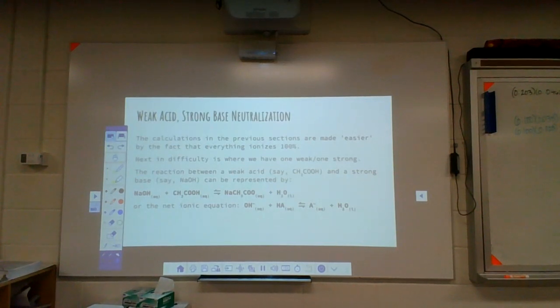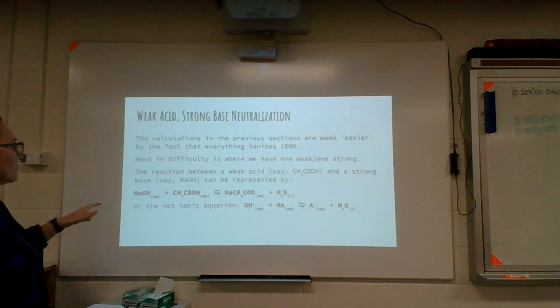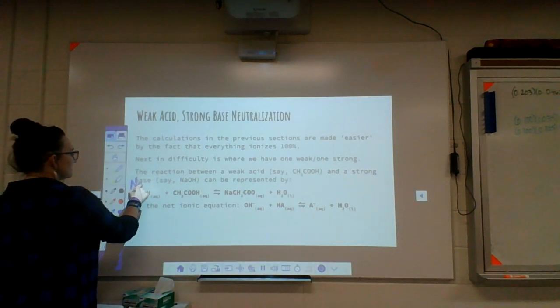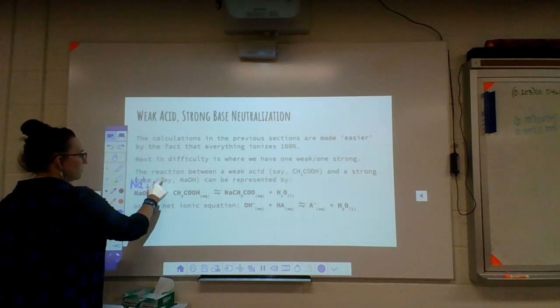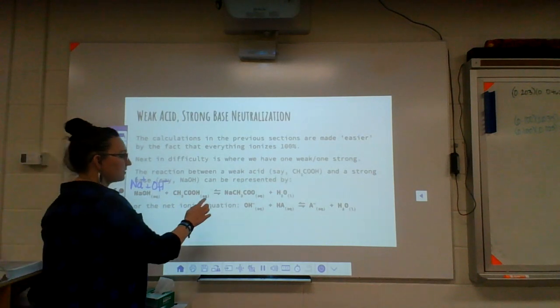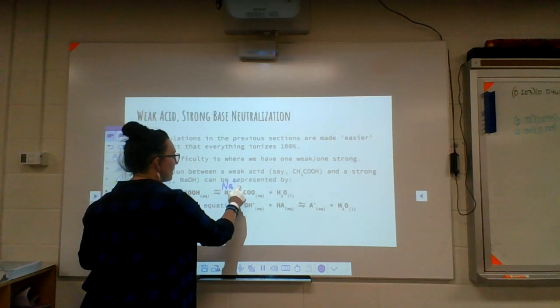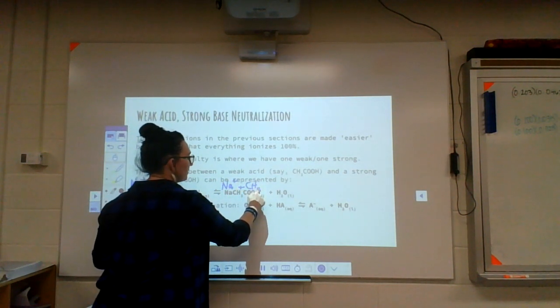The previous calculation was a lot easier due to the fact that everything ionizes 100%. There's a little more difficulty involved where we have one weak and one strong acid or base. So let's look at an example where we have a weak acid, like acetic acid, and a strong base, like sodium hydroxide. So sodium hydroxide, again, will completely dissociate in solution. My weak acid will not, so this stays as the molecular form. And here's my ionic compound, so I'll have, again, Na+ and my acetate ion.